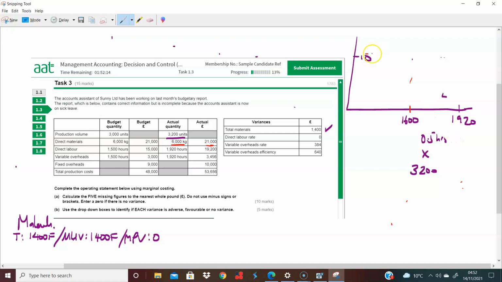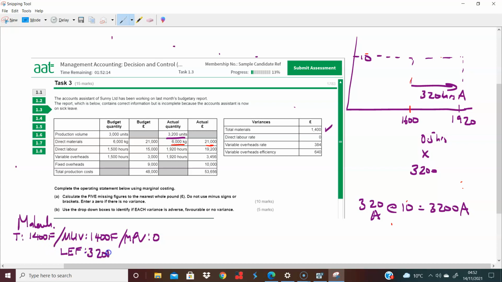So from an efficiency point of view, I can just analyze that first over here. So you have done an extra 320 hours than you should have. 320 hours, right? That's the difference between these two. This is adverse, right? So of course, measuring this is the 320 extra hours that you have done at adverse, of course, at 10 pounds, which is 3,200 adverse. So your labor efficiency variance is 3,200 adverse. That's the first thing.